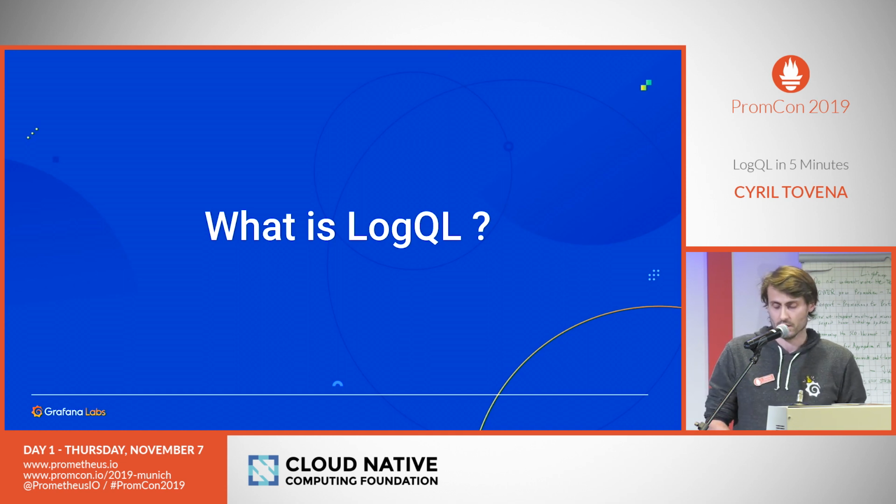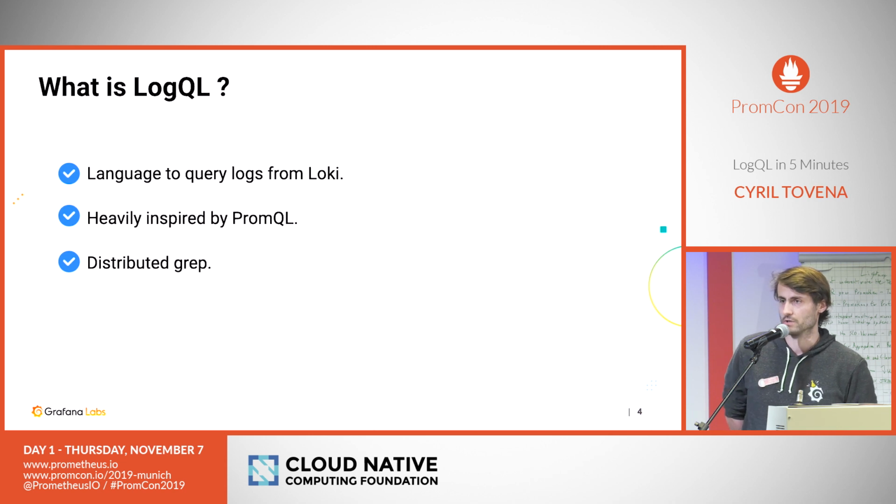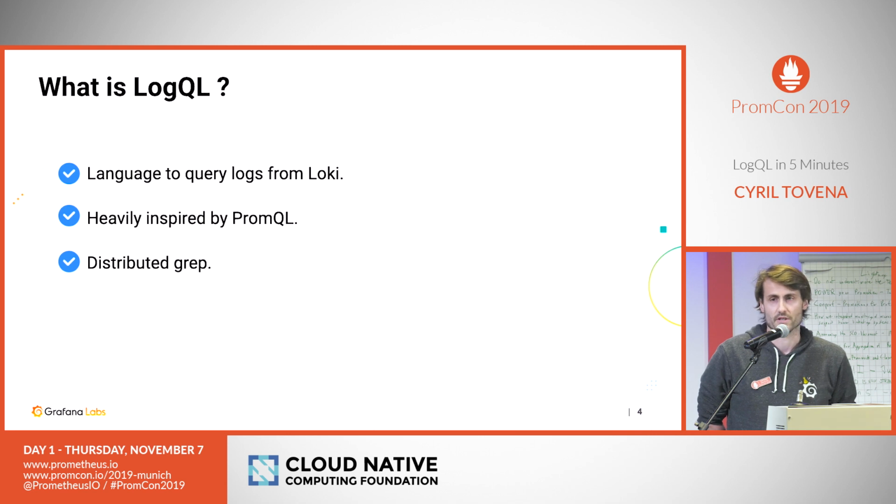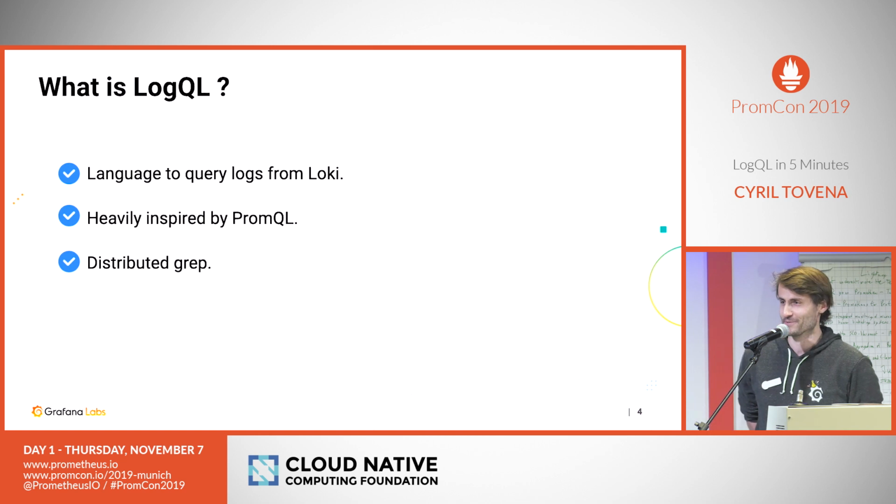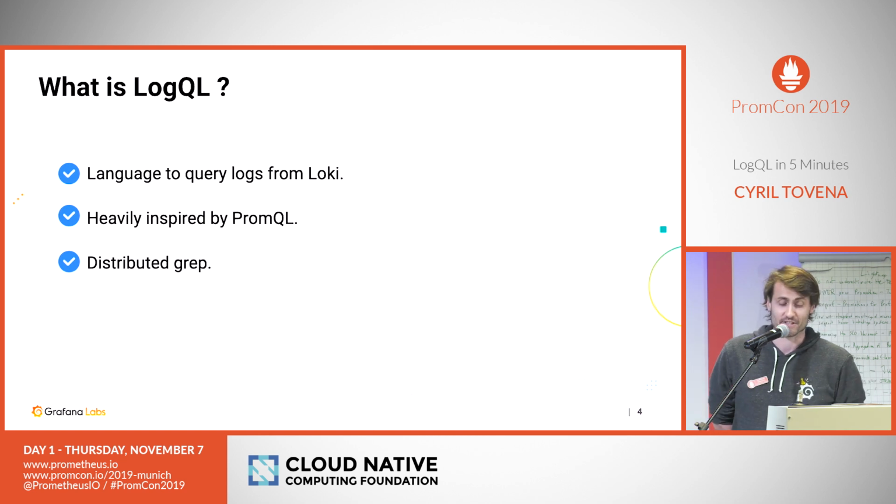So what is LogQL? LogQL is the language to query for logs on Loki. It's heavily inspired by PromQL that Jan talked about today. I actually had a lot of slides about PromQL to explain, but thank you, that's awesome. So I'm not going to have to talk about this. It's heavily inspired by PromQL, so you don't have to learn another language. As Jan explained today, learning another language is sometimes difficult, and we want it to be distributed grep, so you can query across your workload.